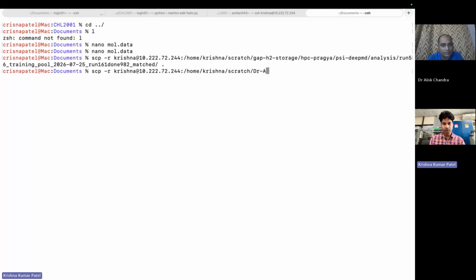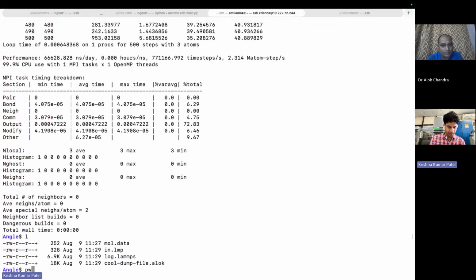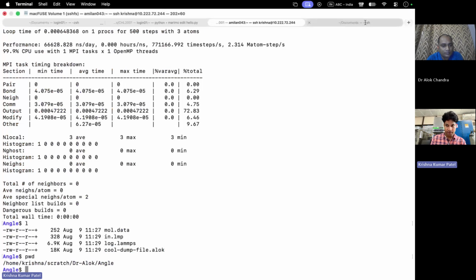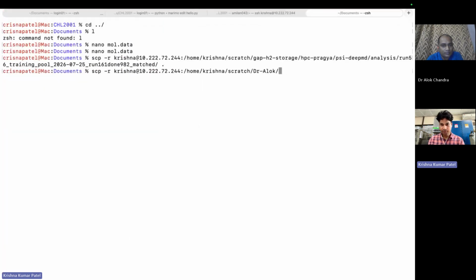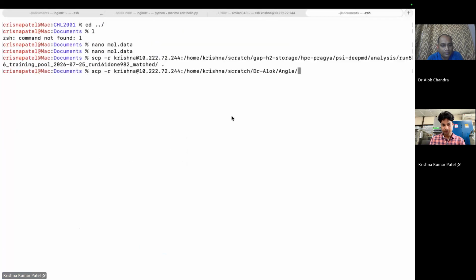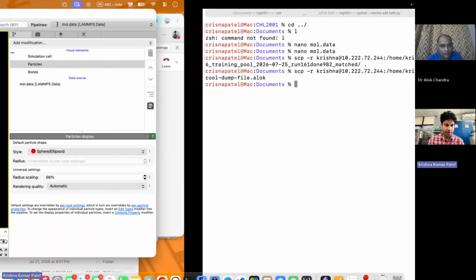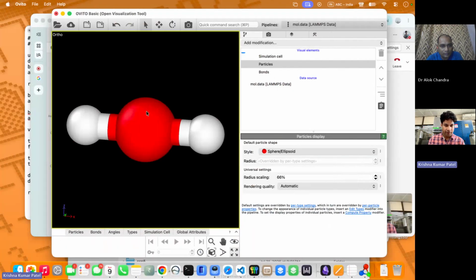and then no, we have angles. Let me look at the directory name exactly what that is. Angle with capital A, and in that we have the file, this one. We want to copy that right here. Let's see if that works. Okay, this is copied. So we have already loaded the data file.